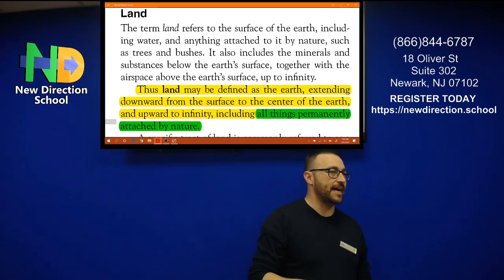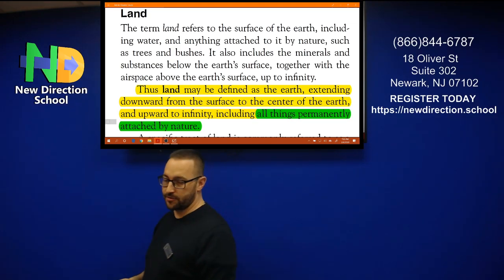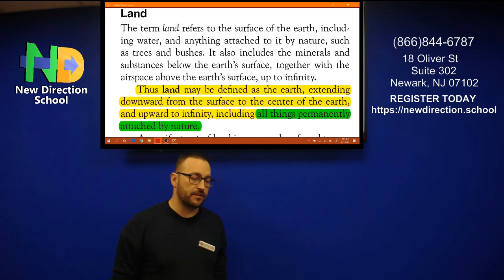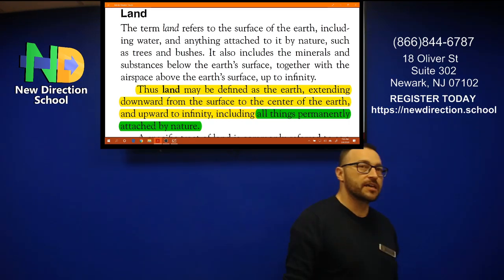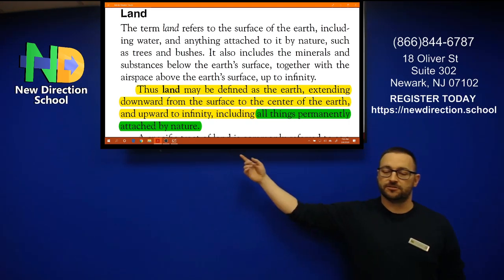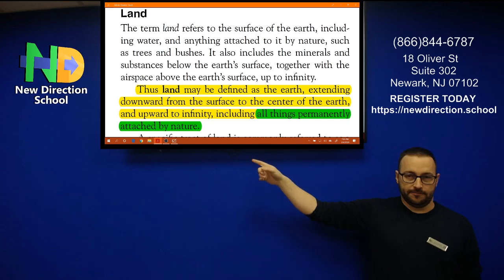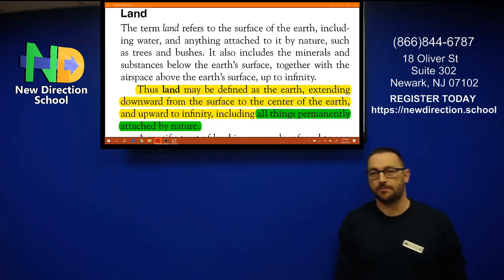It says, thus land may be defined as the earth, including extending downwards from the surface to the center of the earth and upward to infinity, including, please highlight, underline, and put stars, all things permanently attached by nature only. Make sure you write only. By nature only.